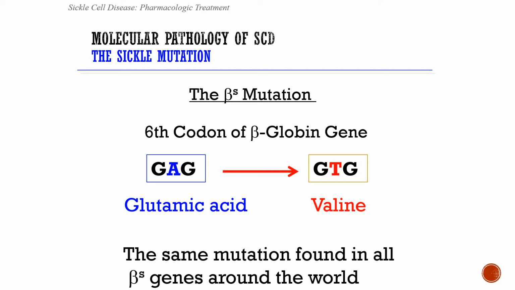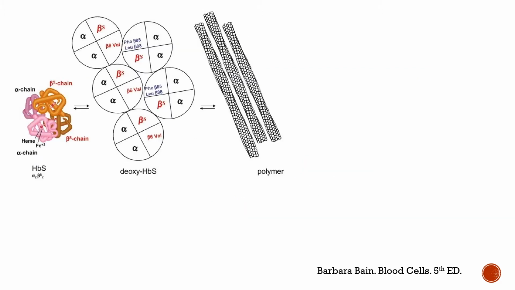Now, if there is a single point mutation in the 6th codon of the beta globin gene, then from encoding glutamic acid, it will now start encoding valine. From our basic knowledge of biochemistry, we all know that glutamic acid is a polar amino acid and valine is a non-polar one. Now, why is this particular information important?